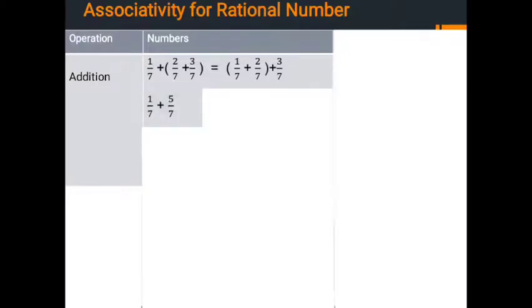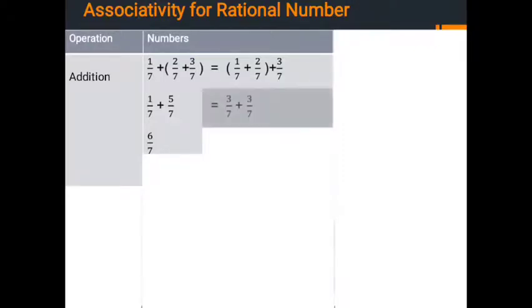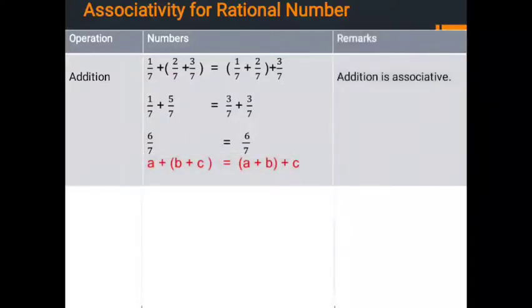So 1 upon 7, after solving the bracket, we will have 5 upon 7. Since the denominators are the same, we can directly add them. We will have the answer as 6 upon 7. Whereas on the right hand side, 1 upon 7 plus 2 upon 7, after adding, we will have 3 upon 7 plus 3 upon 7, which equals 6 upon 7. Therefore, addition is associative.